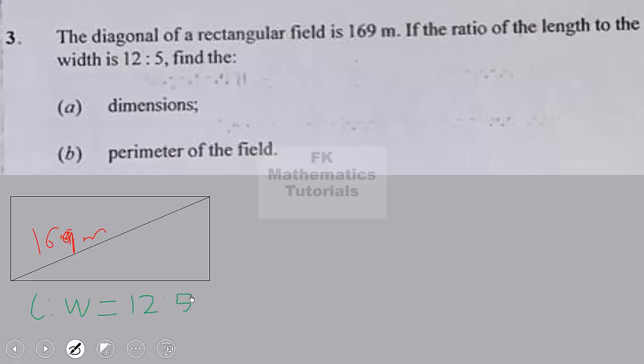So from this ratio, we can write the first equation. L over W is equal to 12/5, or L is equal to 12/5 W. So we can call this our equation 1.